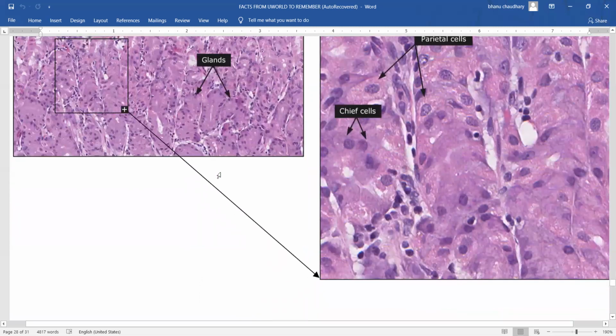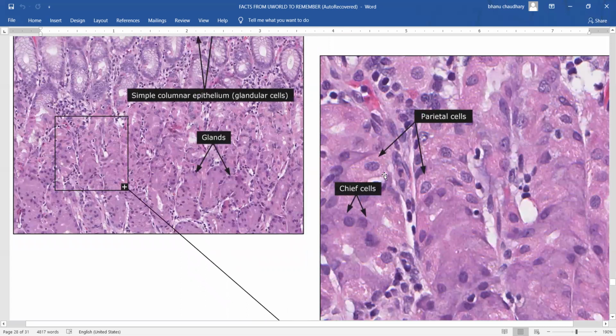If I zoom into these layers, you will have the parietal cells, which are eosinophilic, very much pinkish, and the chief cells are very much bluish. The parietal cells have these granules. So every granular cell that you are seeing here is a parietal cell. And the basophilic, bluish cells that you are seeing in the histology are the chief cells.